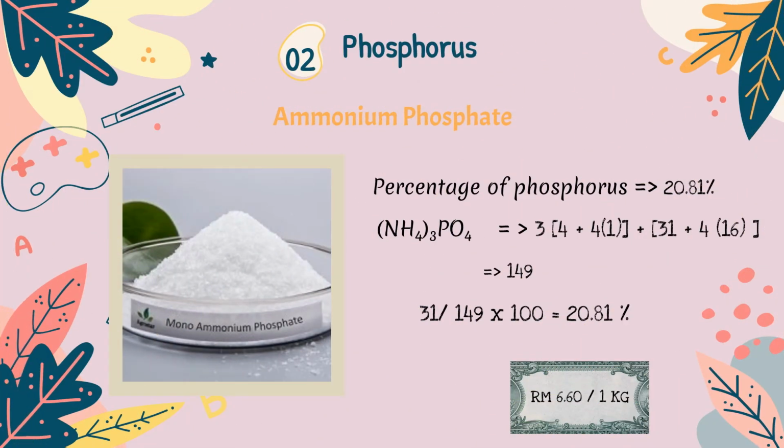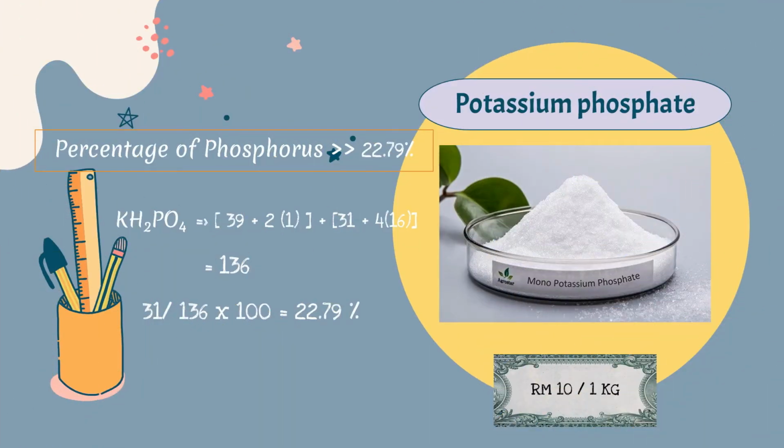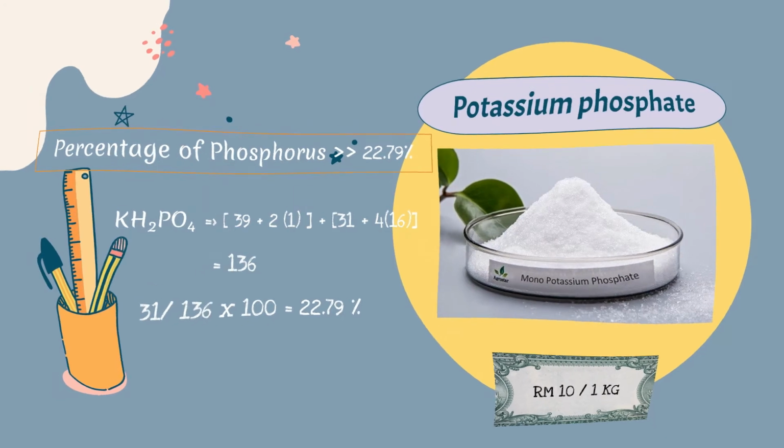The first fertilizer for phosphorus is ammonium phosphate. The percentage of phosphorus in ammonium phosphate is 20.81% and the calculation is shown below. The cost for ammonium phosphate is RM6.60 per kilogram. Moving on, the second fertilizer for phosphorus is potassium phosphate. The percentage of phosphorus in potassium phosphate is 22.79% and the calculation is also shown below. The cost for potassium phosphate is RM10 per kilogram.